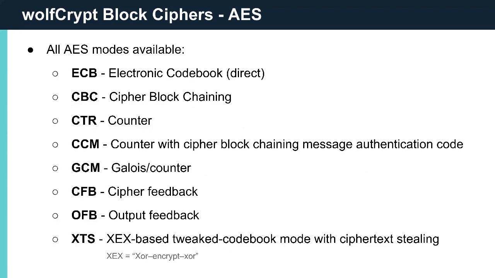So here's all the AES modes available in wolfCrypt. We have ECB, which is electronic codebook, also known as direct mode. CBC, which is cipher block chaining. CTR, counter. CCM is counter with cipher block chaining message authentication code. GCM is Galois counter mode. CFB is cipher feedback. OFB is output feedback. And XTS is XEX, which stands for exclusive OR, encrypt, exclusive OR based tweaked codebook mode with ciphertext stealing.